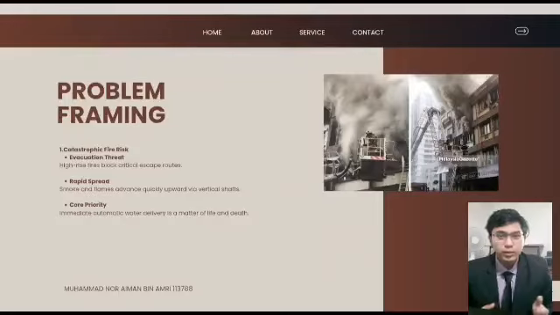For problem framing, point 1, which is the catastrophic fire risk. In high-rise and multi-story buildings, fire presents a catastrophic risk to all occupants. Once an ignition occurs, deadly flames and toxic smoke spread rapidly upward through vertical shafts and stairwells, quickly blocking critical evacuation routes and creating immense panic. A delay of just a few seconds can trap people inside the upper floors, drastically shrinking their chances of survival.